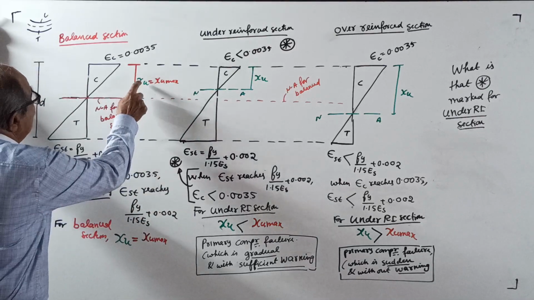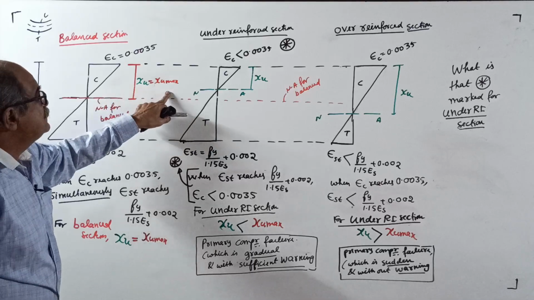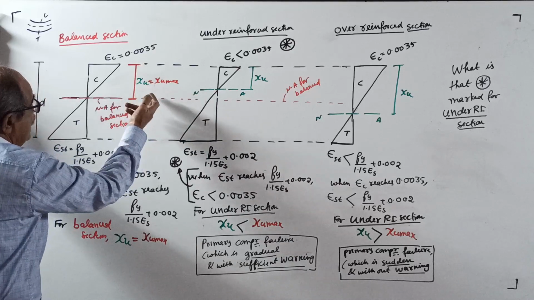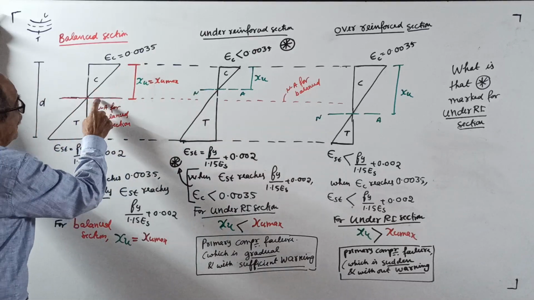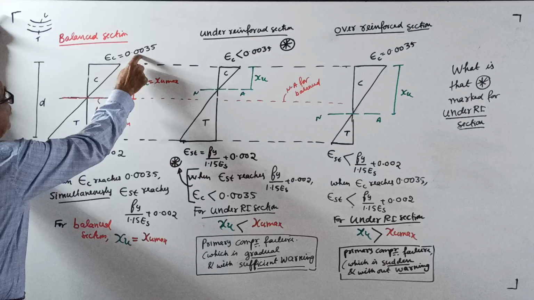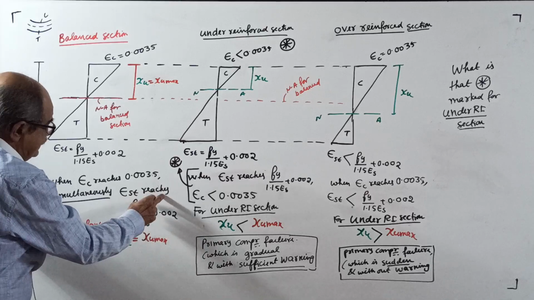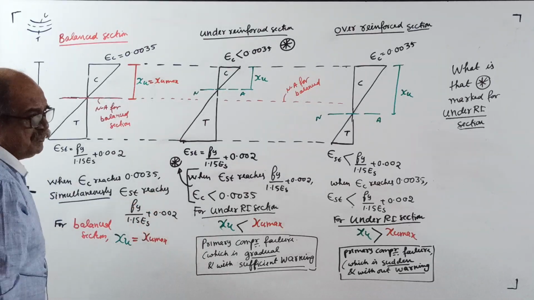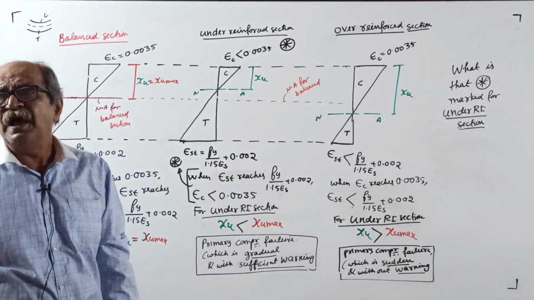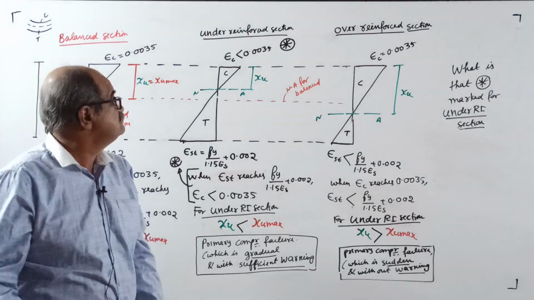Now for a balanced section, green color is XU. Red color is for the balanced section, for understanding. For a balanced section, your XU is equal to XU max. Compression, tension, the red color is the neutral axis for a balanced section. When epsilon C reaches 0.0035, simultaneously, at the same time, epsilon ST reaches fy by 1.15 Es plus 0.002. And for a balanced section, our XU is called XU max, or XU by D is XU max by D. That is not required now. You remember one of them. Divide both sides by D.